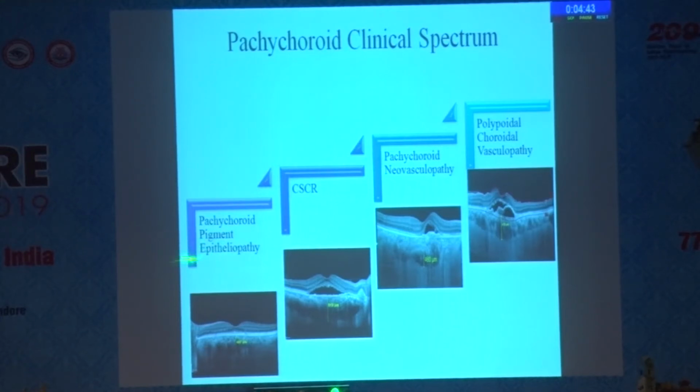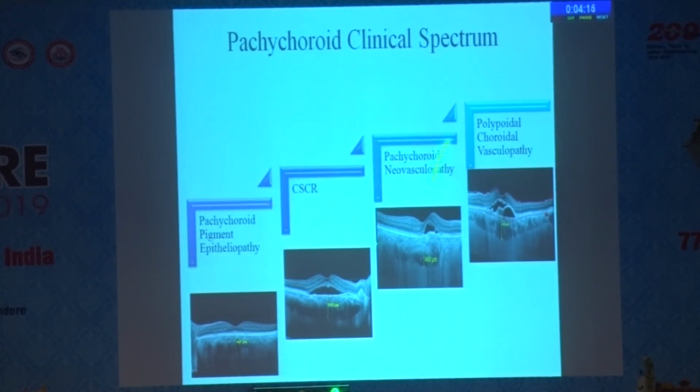Our understanding and even the definitions still keep changing, but the understanding is that the outer layer vessels are quite big, and they are compressing the inner smaller vessel layer. So it's a kind of a spectrum. Previously, we were thinking that all these subtle RPE changes were probably the healing CSR cases, but probably not. Probably those cases were the initial pachychoroid pigment epitheliopathy, further leading to CSCR, leading to pachychoroid neovasculopathy.